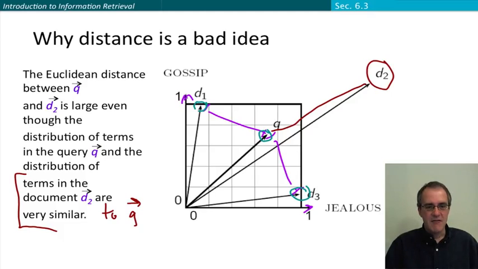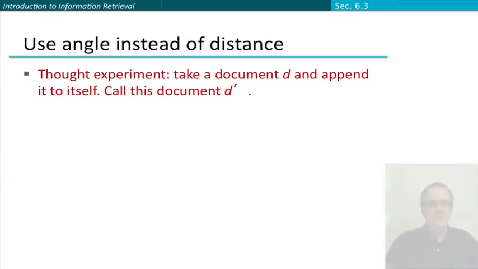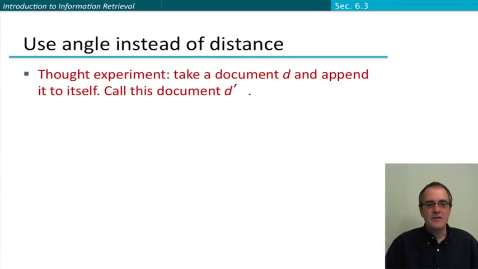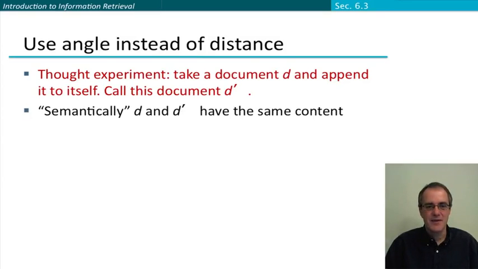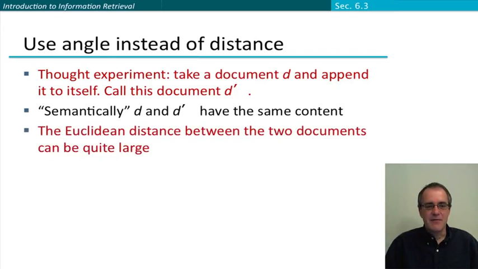And that is, rather than just talking about distance, what we want to start looking at is the angle in the vector space. So the idea is we can use angle instead of distance. So let's in particular motivate that once more by considering this thought experiment. Suppose that we take a document and append it to itself, giving us a document D prime. So clearly semantically, D and D prime have the same content. They cover the same information.